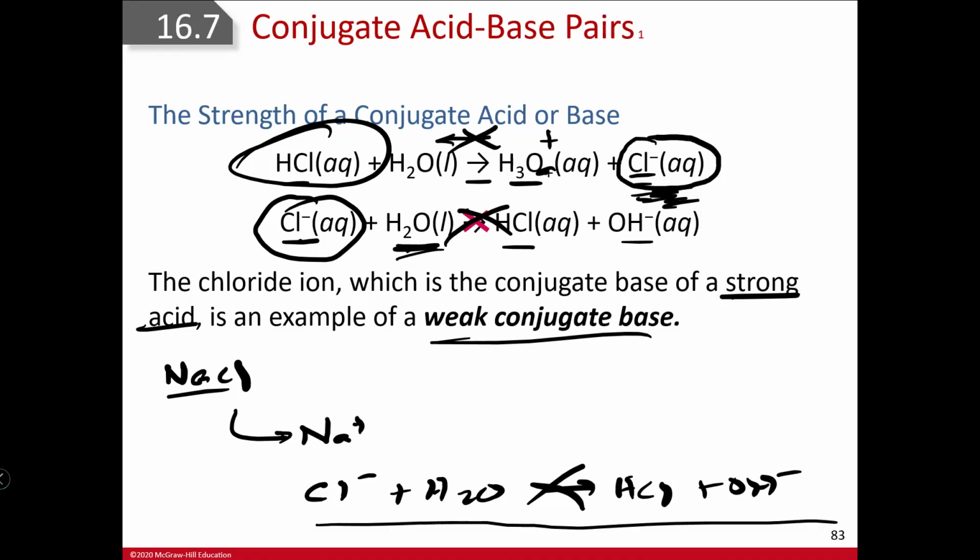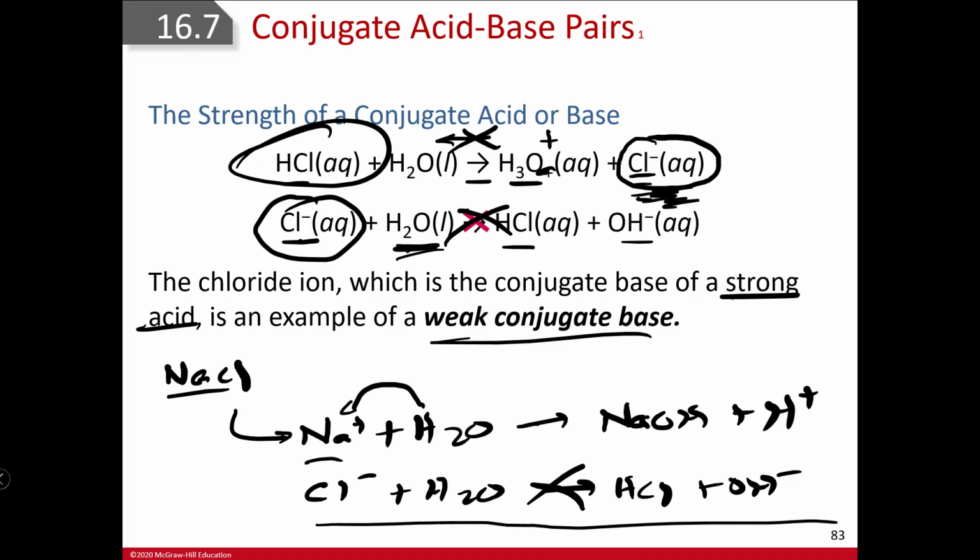Well, let's think about the sodium ion. Is the sodium ion going to react with water and form NaOH plus the hydrogen ion released? Because that's what would be happening. Well, that doesn't happen either. The sodium ion is not going to accept a hydroxide ion from water and form a strong base plus the hydrogen ion. So that reaction doesn't happen. So what we know is table salt, sodium chloride, is a neutral salt. It doesn't affect the pH.